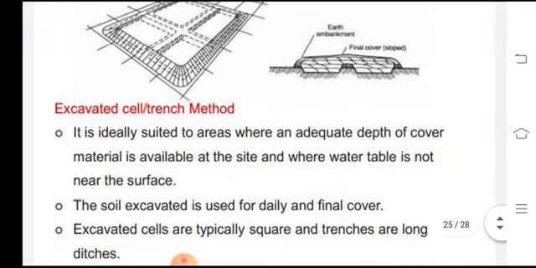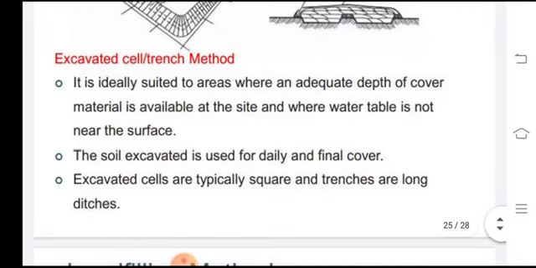Excavation method: it is ideally suited to areas where an adequate depth of cover is available and the water table is not near the surface. So with soil excavation, the excavated soil is used for the cover as well. Cells are typically square, and trenches are long ditches. So this is how we are going to have the excavated cell.